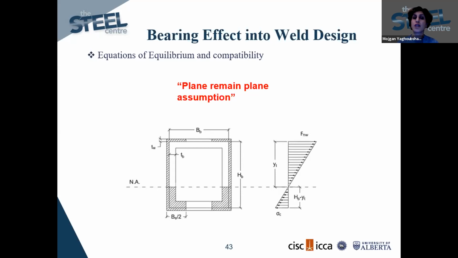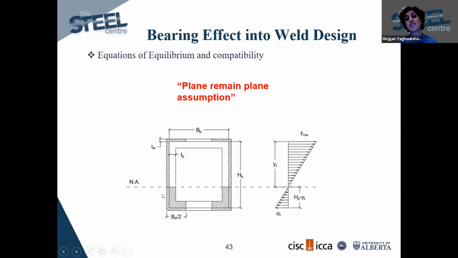In order to do that, first of all, we needed to know the effective width of each element, because that's a critical point which governs the design of that semi-rigid connection. So I used a very simple design principle from what we all know from our undergrad courses, which is based on the plane remain plane assumption.